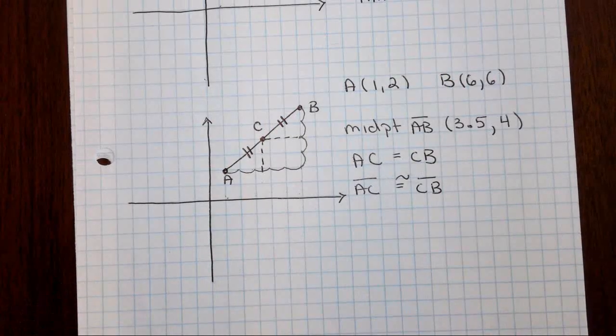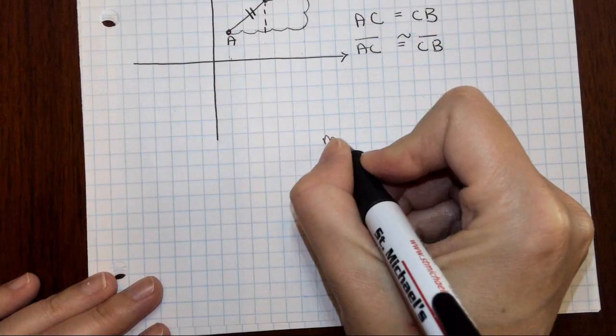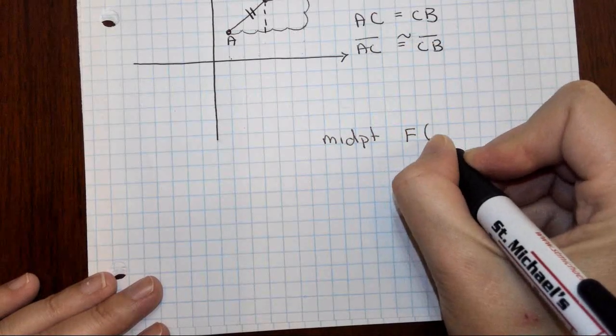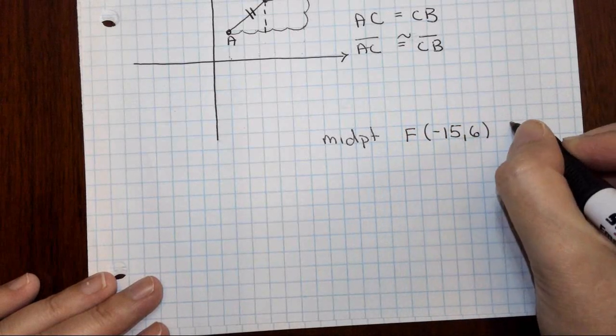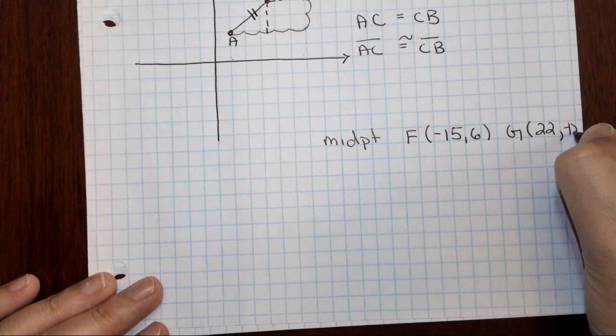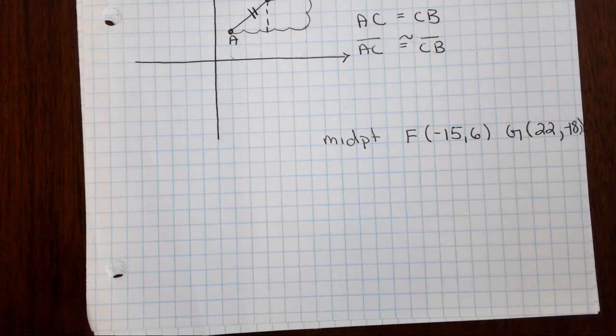So we can do it counting, but what happens when we have larger numbers? What happens if we ask our question: find the midpoint if point F is at (-15, 6) and point G is at (22, -18)? Okay, so what's the midpoint between those 2? That's a lot to graph, and on a test or a quiz, you are not going to have time to do that. So we need to figure out a different route.